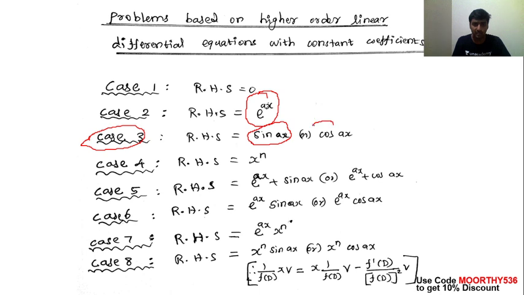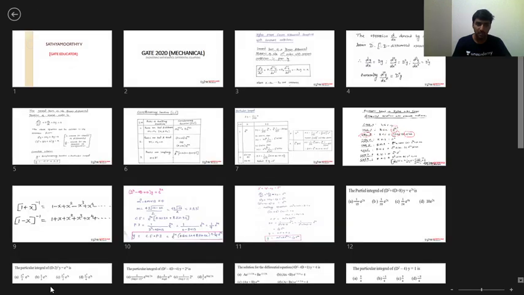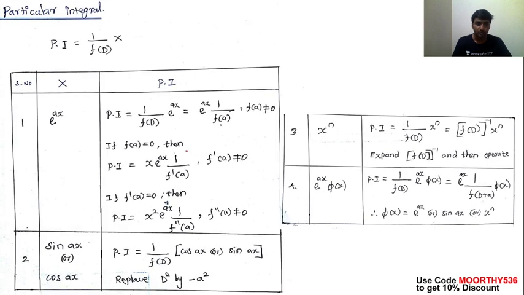If the right hand side has the trigonometric function sin ax or cos ax, then what is the procedure? For the particular integral, 1 divided by f of D into cos ax or sin ax, we replace D square by minus of a square. In the denominator, D square is replaced by minus a square. Then we are going to discuss one problem regarding sin ax and cos ax, a multiple choice question.